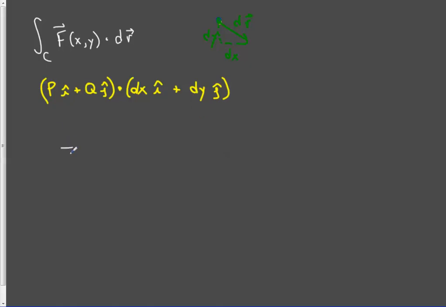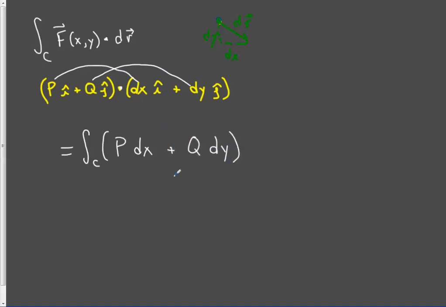So then, if you remember, the dot product just means you multiply the corresponding components and add them together. I get p dx, the p goes with the dx, and the q goes with the dy. So I get that, which really is two line integrals. One is a dx line integral, and the other is a dy line integral. And you just add them together.